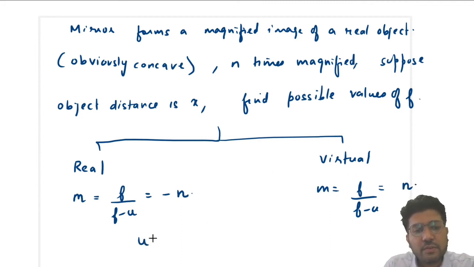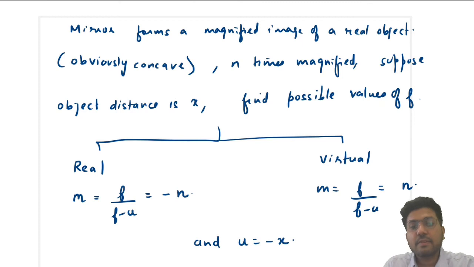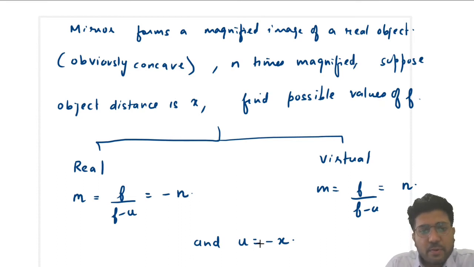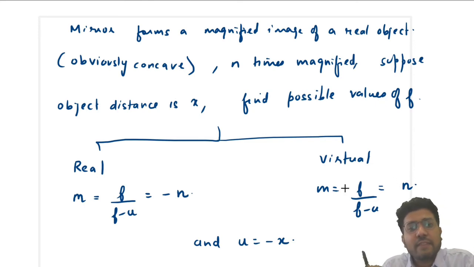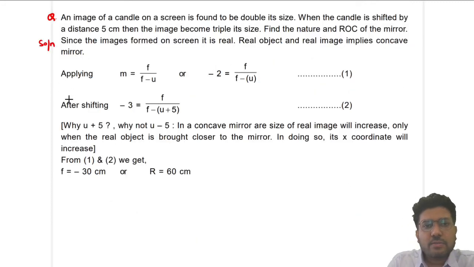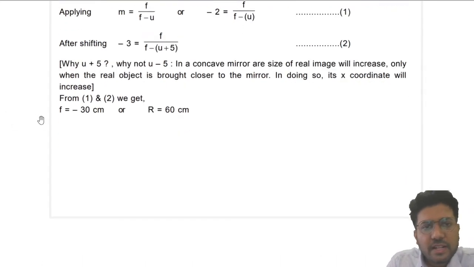And instead of u you will write minus x, because it is a real object, so object distance has to be negative, right? So when you put this, you will get the answer of f from this case as well as this case, right? In the last question n was 2 and x was 25. Okay, now next question.